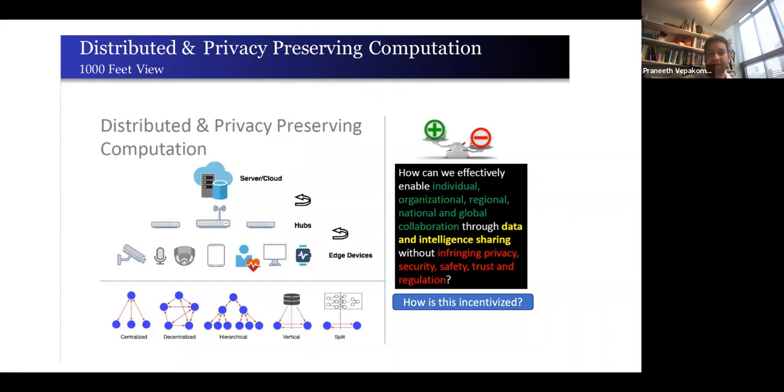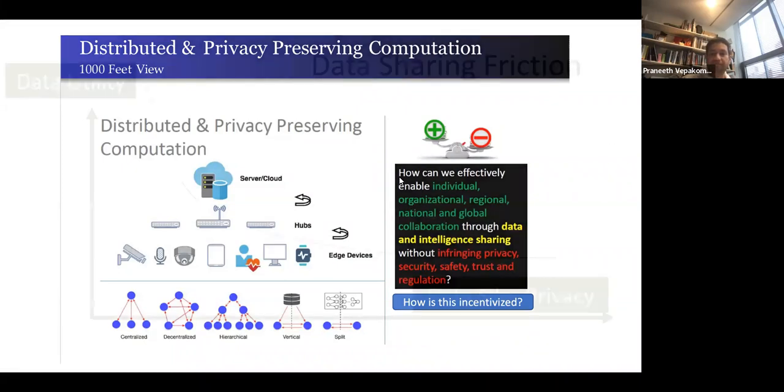So to summarize, how could we effectively enable individuals and organizations, at different national and global levels, to collaborate seamlessly through data and intelligence sharing without infringing the privacy of the people who are giving you this data? And how do you incentivize this? Is there a market, for example, thinking forward, for data? We have markets for physical goods on Amazon. How do you incentivize this whole process as well?